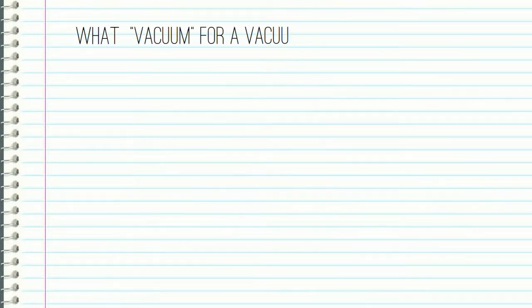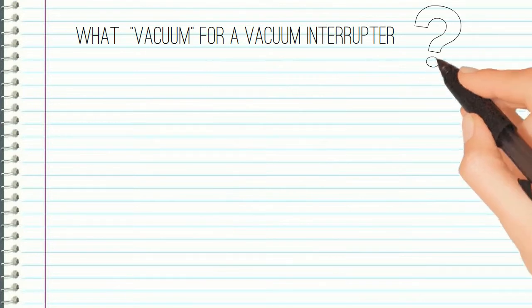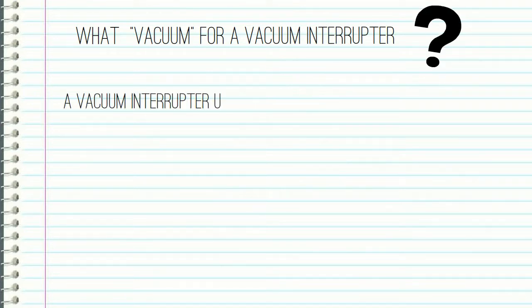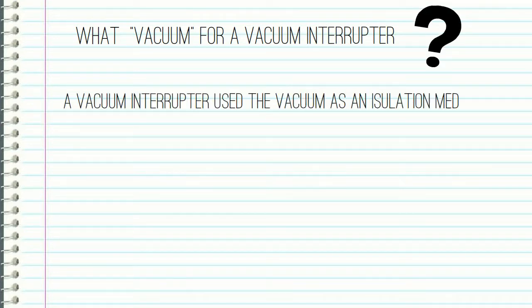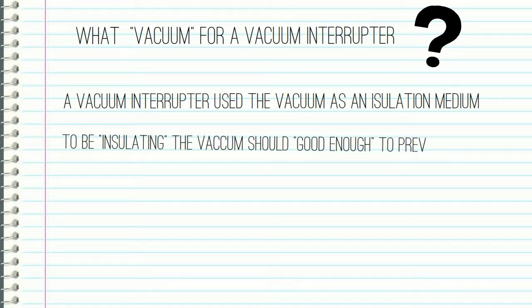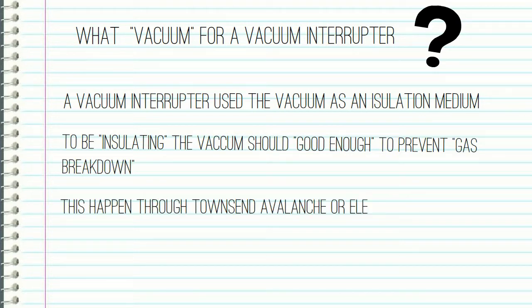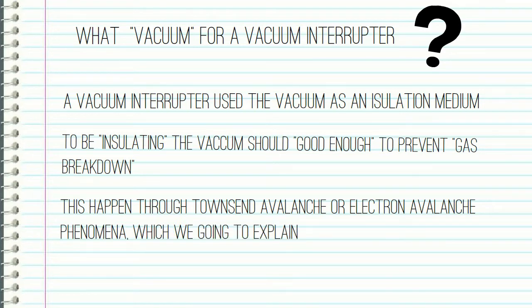What vacuum for a vacuum interrupter? A vacuum interrupter uses the vacuum as an insulation medium. To be insulating, the vacuum should be good enough to prevent gas breakdown. This happens through Townsend avalanche or electron avalanche phenomena, which we are going to explain.